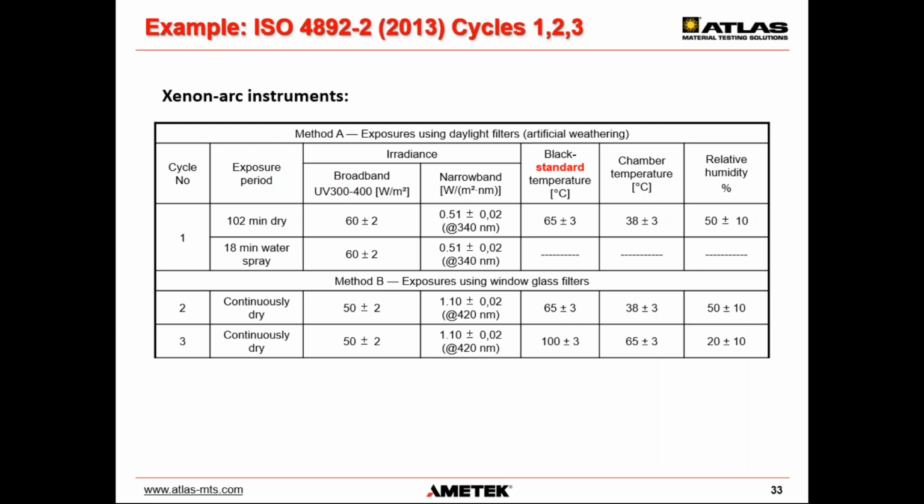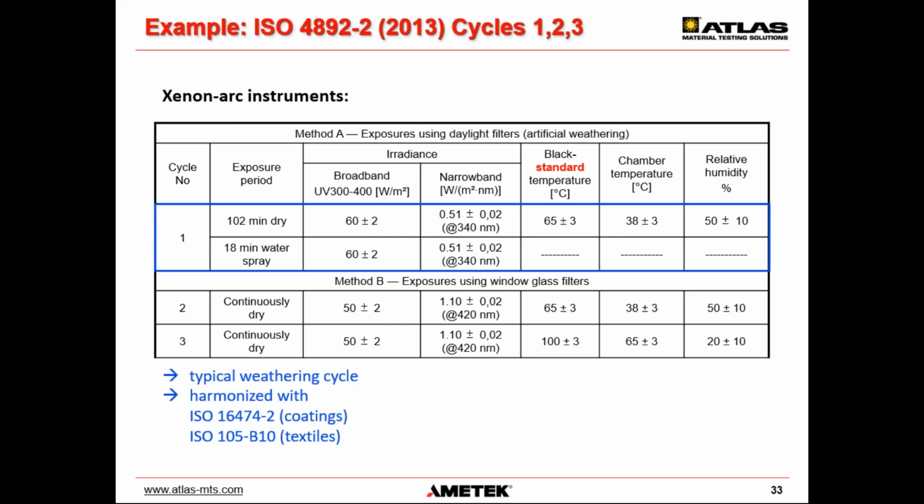So now we can look at some of the basic test cycles. One of the most used weathering cycles, as I mentioned before, is ISO 4892-2. If you look at the first bucket, we're talking about weathering. Here are the conditions which are provided for weathering of materials. We have cycle number 1, where you have the irradiance, both broadband and narrowband. And in cycle number 1, you have black standard temperature, as well as a chamber temperature and a relative humidity specification.